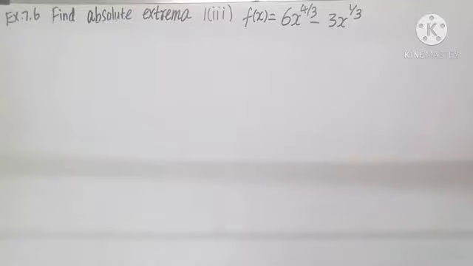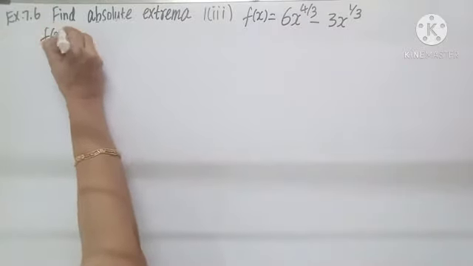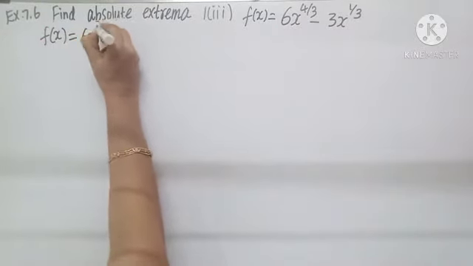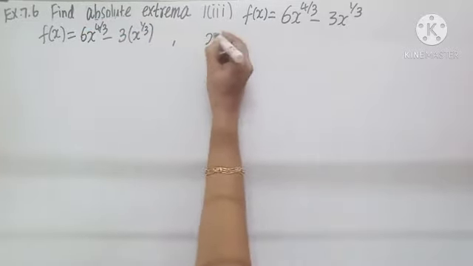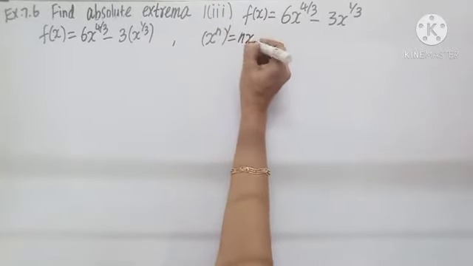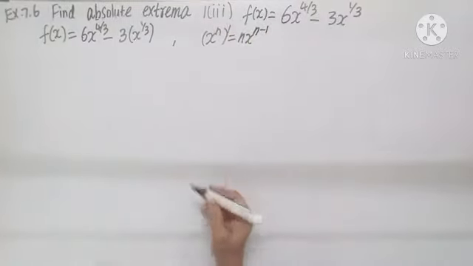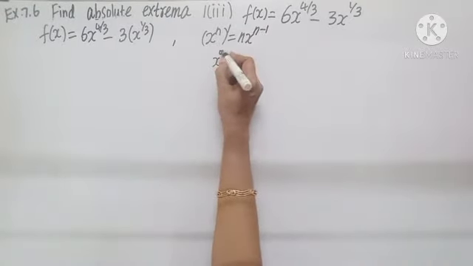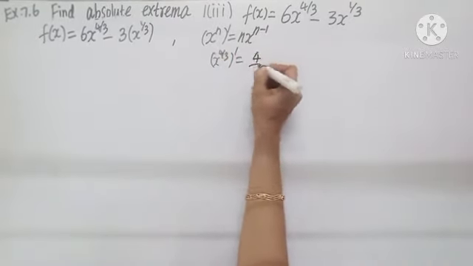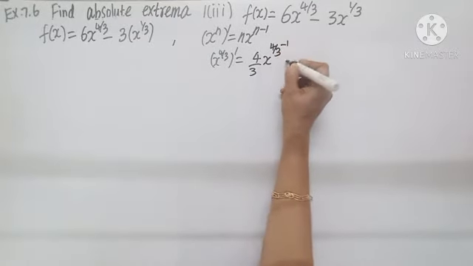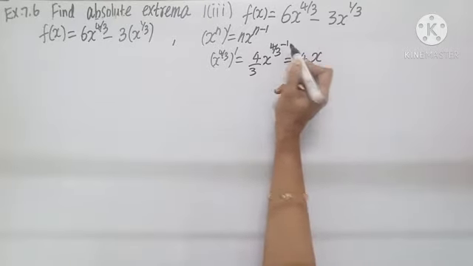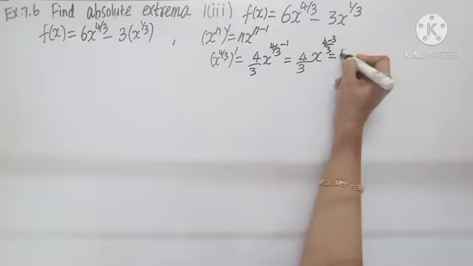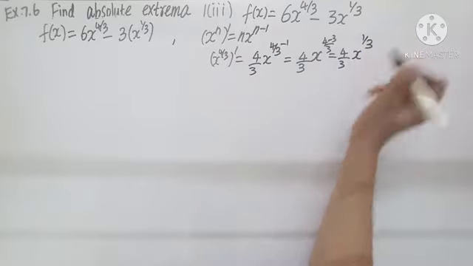Subsection 3, f of x is equal to 6x power 4 by 3 minus 3x power 1 by 3. The very first step, we need to differentiate. Remember the formula, the derivative of x power n is n x power n minus 1. Here I have x power 4 by 3. What is the derivative? 4 by 3 x power 4 by 3 minus 1, or 4 by 3 x power 4 minus 3 by 3. That is 4 by 3 x power 1 by 3.